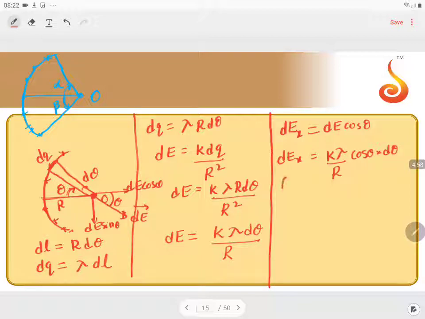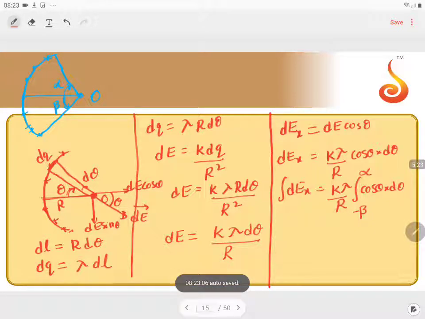Now we go for integration. So integral dEx is equal to k lambda divided by r integral cos theta d theta. To cover the entire arc of charge, theta should vary from minus beta to alpha. These are the limits. Why minus beta? Beta is measured in one sense, alpha is measured in the other sense. So what is the integral of cos theta d theta? It is sin theta. The differentiation of cos theta is minus sin theta, but the integral of cos theta is plus sin theta.